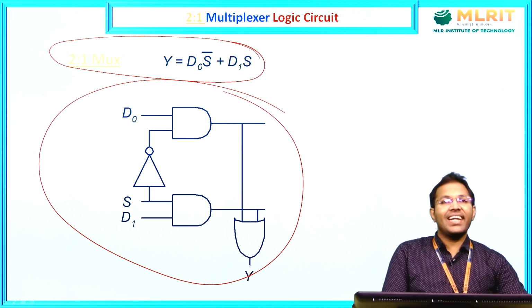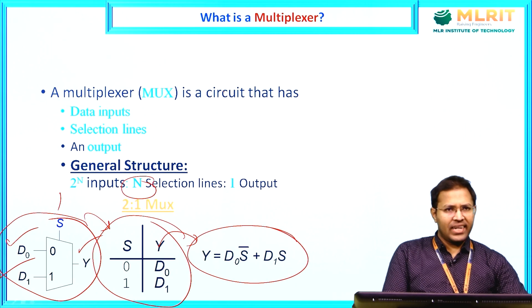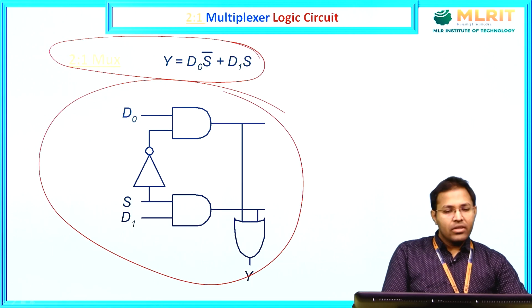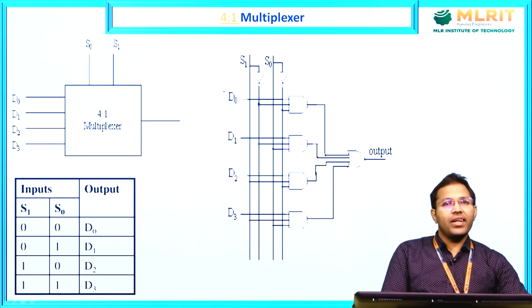Now the central idea will be the same. The central idea that we have seen for 2 by 1 mux is sufficient for muxes of larger sizes also. So as a practice of that, let us go for a 4 by 1 multiplexer.